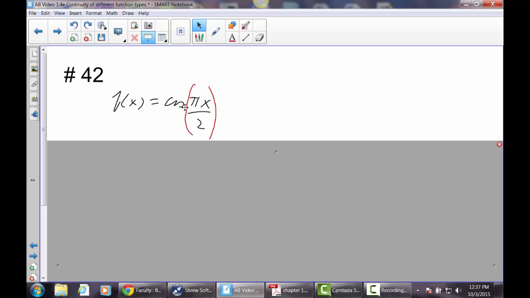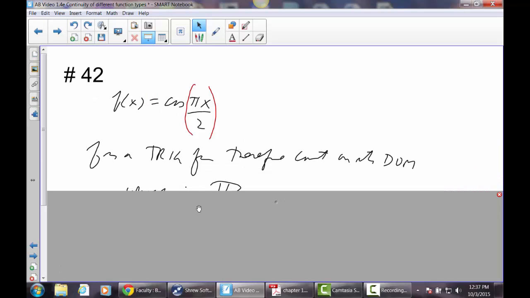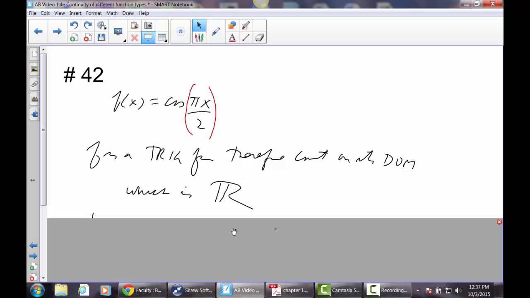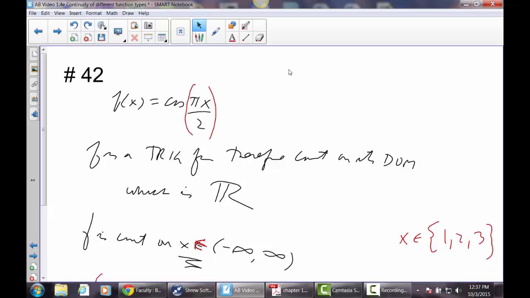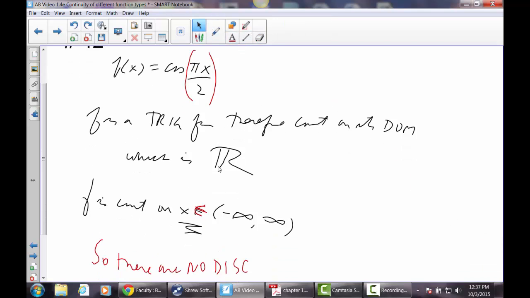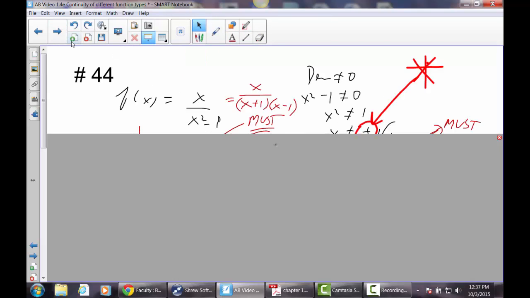Here's a trig function. It's cosine, so remember, it's a trig function continuous on its domain. Cosine, the domain's all real numbers, so it's continuous from negative infinity to infinity. And therefore, there are no discontinuities.